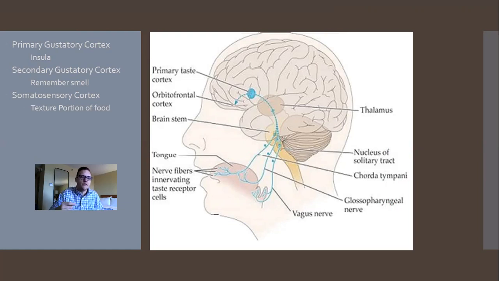But the primary gustatory cortex is in the insula. And that's where we process the basic features of the taste. And then it gets routed, as you can see here, onto the orbitofrontal cortex, which you can think of as the secondary gustatory cortex. Now, remember, that's also an area that processes smell. So here's an area of overlap.